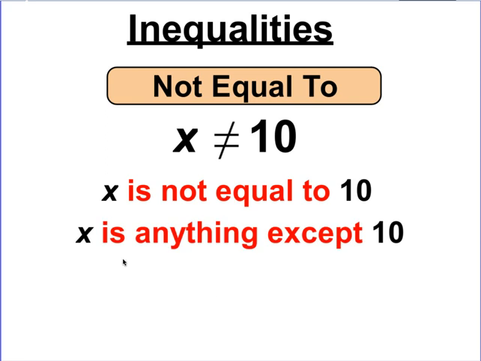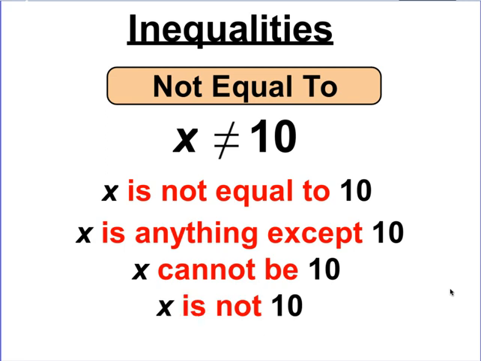You can say X is anything except 10. X cannot be 10. X is not 10. So there's several ways to say pick something other than 10. Okay? And then the last one, X is all but 10. Those are all ways to say you can choose any number that you want except for 10. Okay? So that's how we're going to translate inequalities.